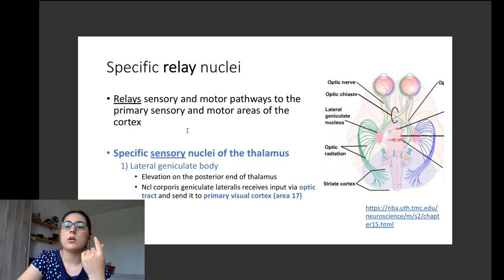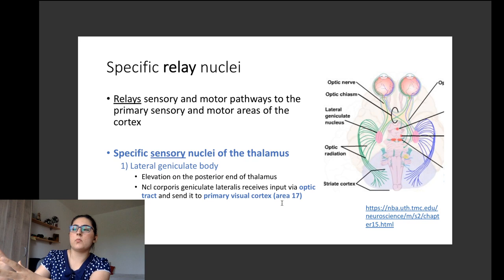So to recap, to put it in simpler words, my lateral genicular body, which is a nucleus that is part of my thalamus, is going to receive information, so afferent, from the optic nerve, or more precisely optic tract, because this is nerve, chiasm, tract. So it's going to receive information from the optic tract and then send that signal to my primary visual cortex, Brodmann area 17. So always remember, afferent was optic tract, efferent is primary visual cortex. Because it receives something and gives it to someone else, it's the relay station, okay?